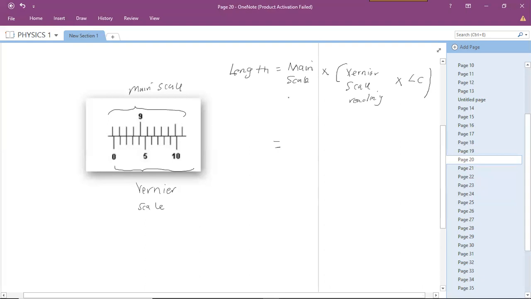So how do we obtain the main scale reading? The main scale reading is the reading just before the zero marking on the Vernier scale. So that's the Vernier scale there, the zero marking. Before this zero, there's this measurement there. So this is the measurement that we're looking for. That's the main scale reading. So how do we get the main scale reading? You go to the Vernier scale, then you look above, you're like, all right, there should be a reading before this zero. That would be the main scale reading.